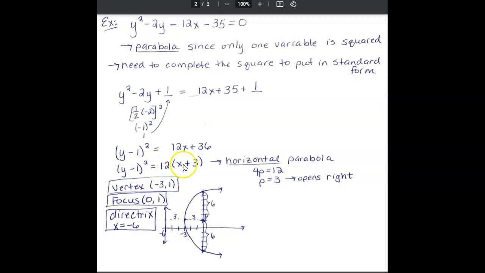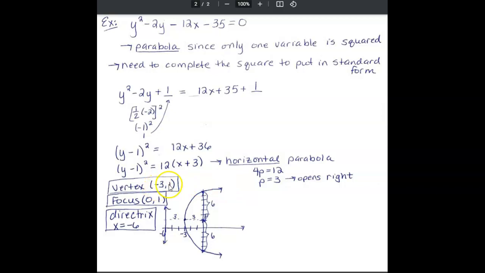So it is horizontal because the x is the variable over here on the right side that's not squared. So it's going to be a horizontal hyperbola. 12 is the value of the 4p. So if 4p is 12, p is 3. So a positive value of p in a horizontal parabola, I think I said hyperbola a minute ago, that should be a parabola, it's going to open to the right.